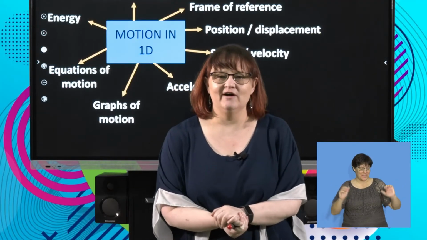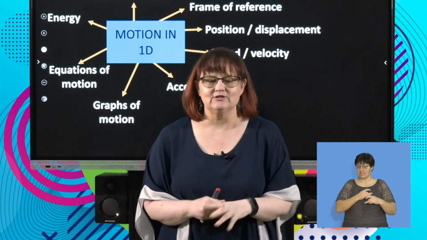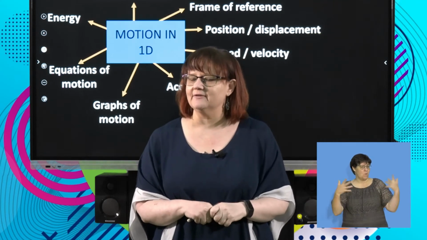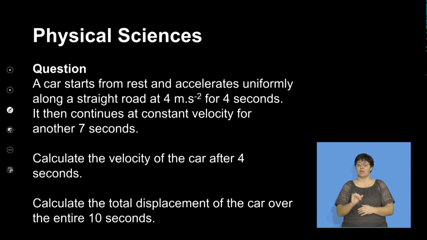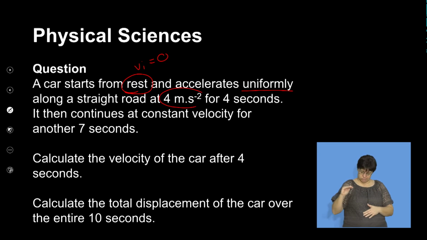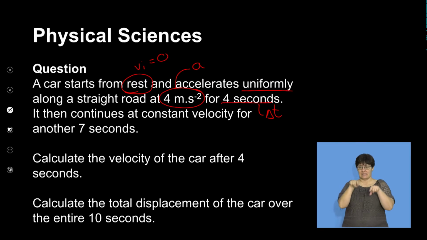Welcome back, everyone. Let's just dive right into some questions that are slightly more difficult, okay? So, here we go. A car starts from rest. Now, you can see there's a couple of things to here. So, we've got a car, starts from rest, so VI is 0. It accelerates uniformly, which is what we work with, along a straight road at 4, so that's acceleration, for 4 seconds, so that's delta t.